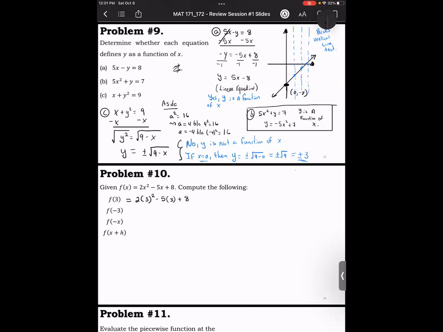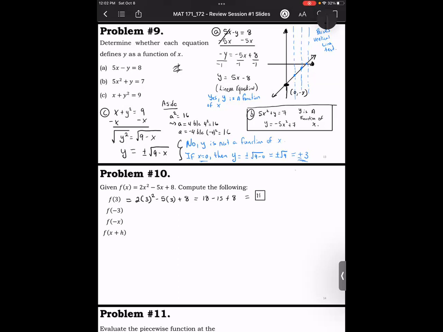Long story short, you take your input value, and wherever you see an x, you replace it by that value, by another variable, or even an algebraic expression. Obviously, you have to do it one part at a time. So let's do the arithmetic here, since we only had to plug in a number. What's 3 squared? 9. 9 times 2 is what? 18. So this will give us 18 minus 5 times 3, which is 15, plus 8. What is 18 minus 15 plus 8? 11. So that would be the solution to the first part.